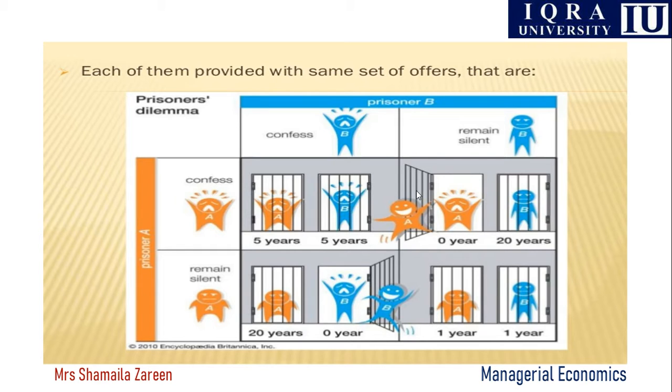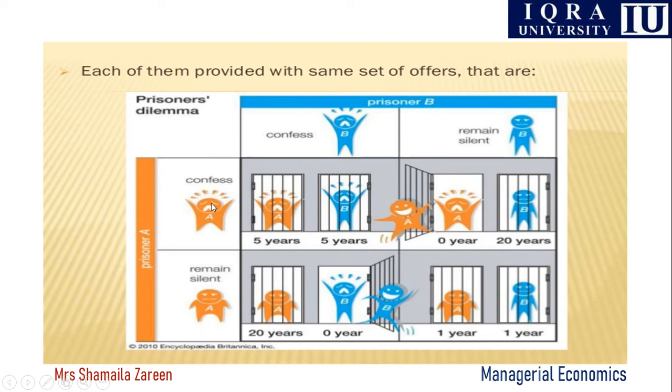In all the games, we will discuss the concept of dominant strategy and the concept of Nash equilibrium. First of all, I will revise this game of prisoner's dilemma in this lecture. Prisoner A has two options: confess or remain silent. Likewise, prisoner B also has two options, he can confess or he can remain silent.